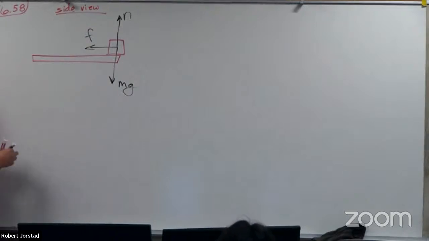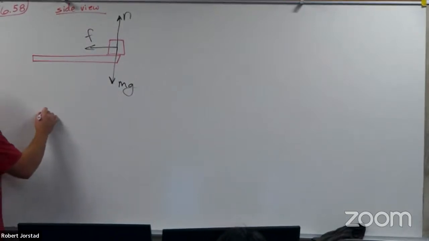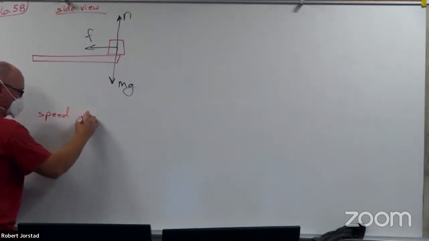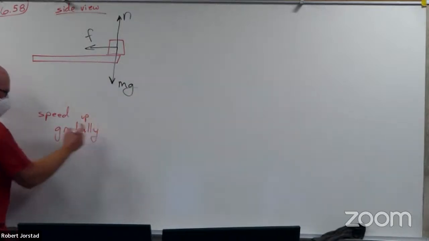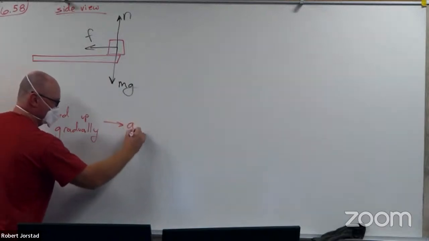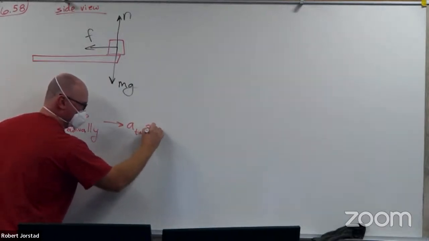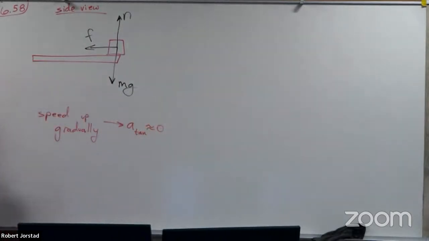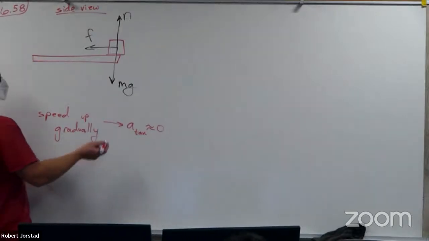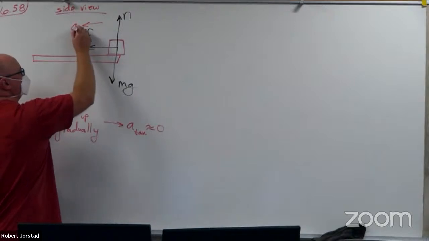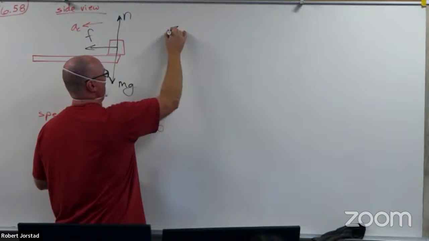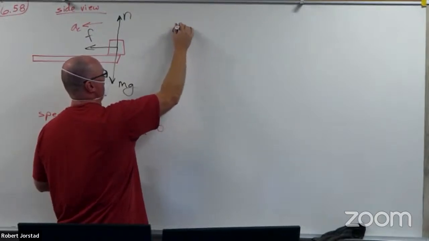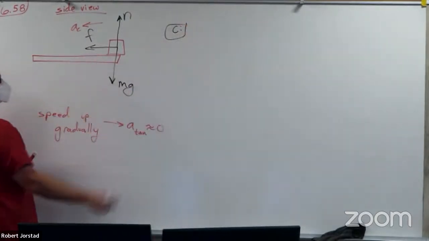Which way is this thing accelerating? We said speed up gradually. What does that tell us? A tan equals 0, approximately. So which way is this thing accelerating? Towards the center. Give me the sum of forces in the z direction. Actually, let's do sum of forces in the center direction. Towards the center. Give me a force.